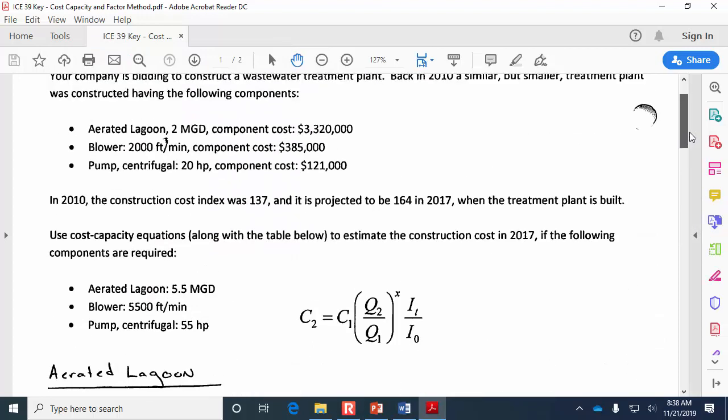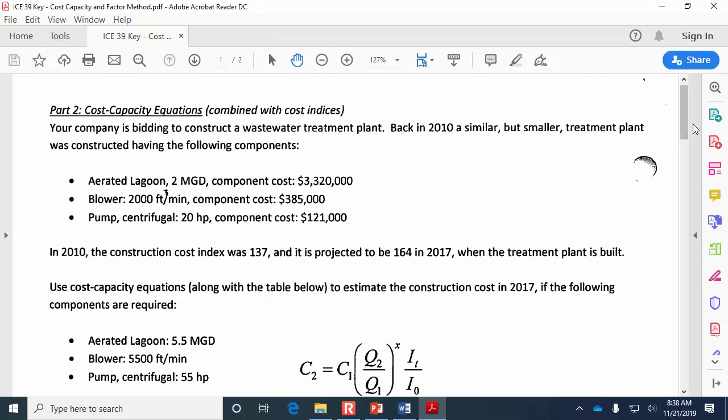So what we know is the one that's being built is going to be larger, and it's going to be built later. Since it's larger, it's going to be more expensive. And since it's later and inflation has been occurring, it's also going to be more expensive. Those effects are cumulative, and we can account for both of them simultaneously by having our index ratio and then the size ratio that's applied to the original cost of each component.